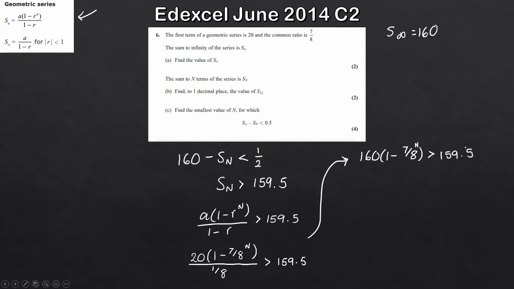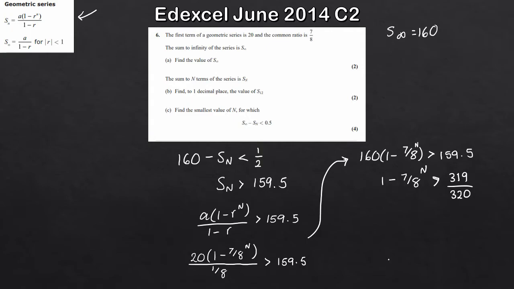Okay. Here now, I want to keep simplifying. So let's see if we can get rid of this 160. With this being 160 times this expression here, if I just divide both sides by 160, we're nearly there. So dividing both sides by 160, it's going to be 1 minus 7 over 8 to the power of n, and this is greater than 159.5 divided by 160, which I can write as 319 over 320. Okay, and we're nearly there now.